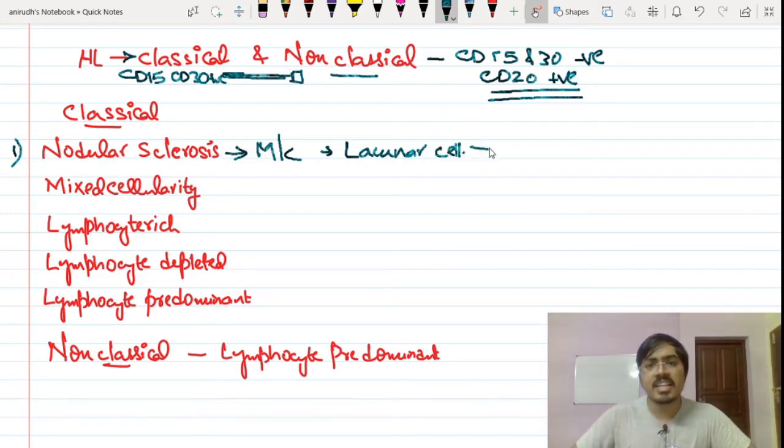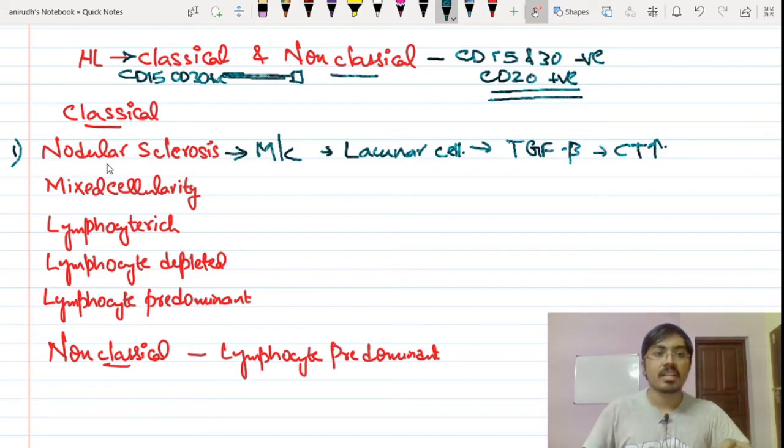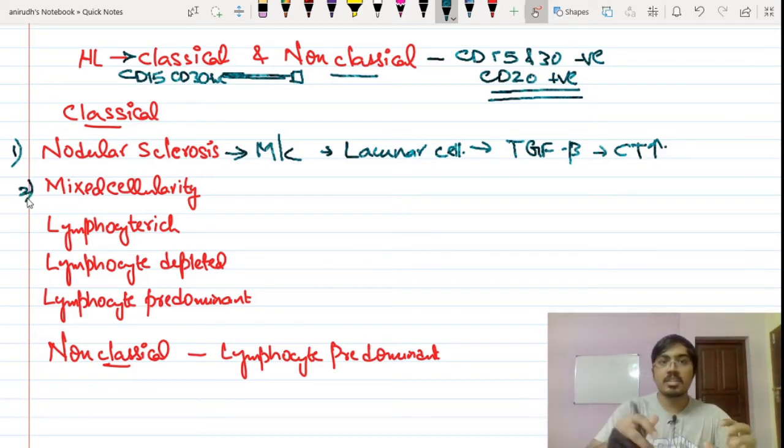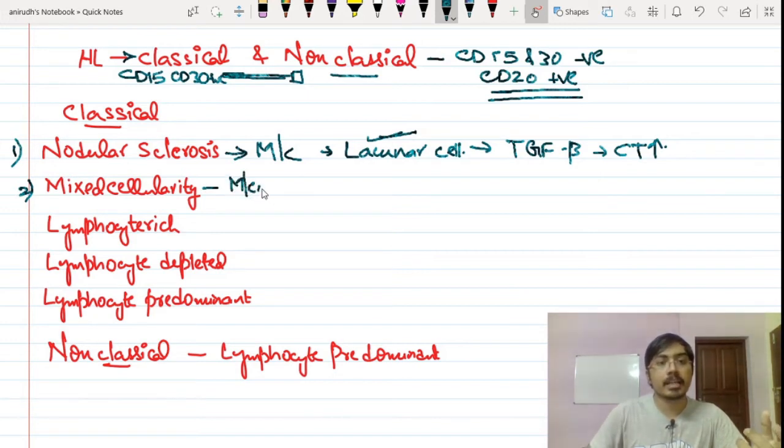This will eventually secrete transforming growth factor beta. This increases the connective tissue formation. So that is the reason by which there is a sclerosis in that particular type of Hodgkin lymphoma, right? You will see excessive connective tissue there. Why? Because of the presence of lacunar cell. Now mixed cellularity is, you can say, the most common type in India.